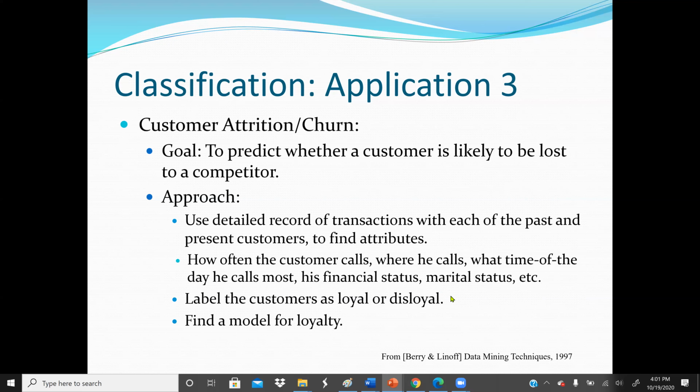Because attrition means I move from one company to a competitor, my former company's competitor, and start business, the same business I was doing in the previous organization. I'm going to a new organization to do the same business. Then we have attrition, or customer churn.